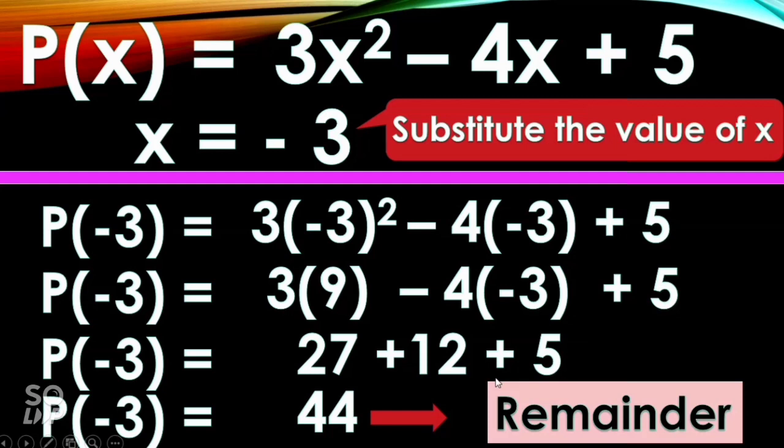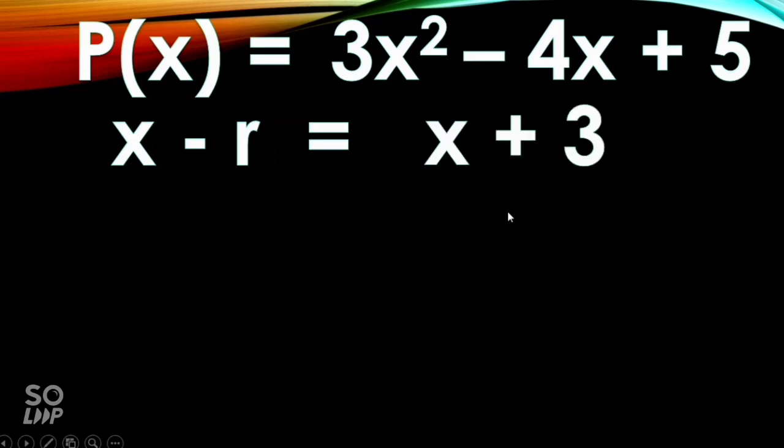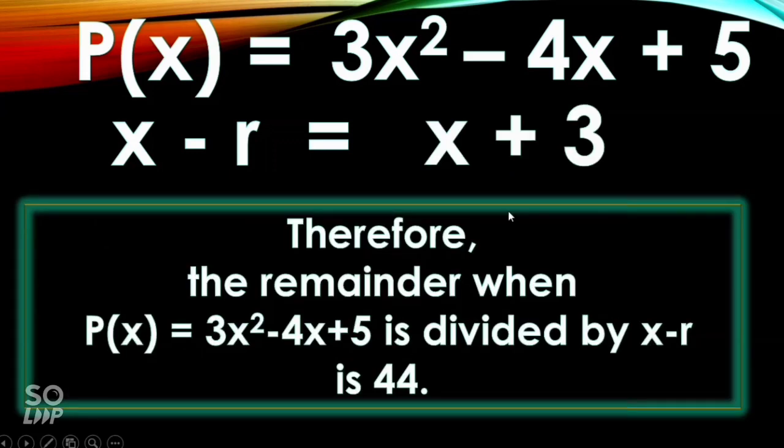Okay, again, gamit ang remainder theorem, ang remainder natin ay 44. So, now we have p of x equals 3x squared minus 4x plus 5. Then, we have x minus r equals x plus 3. Okay, therefore, the remainder when p of x equals 3x squared minus 4x plus 5 is divided by x minus r, which is x plus 3, is 44.